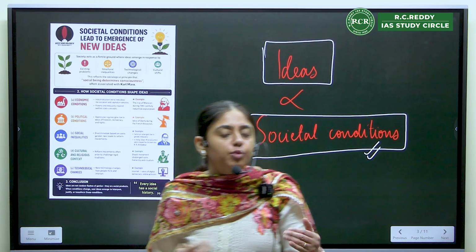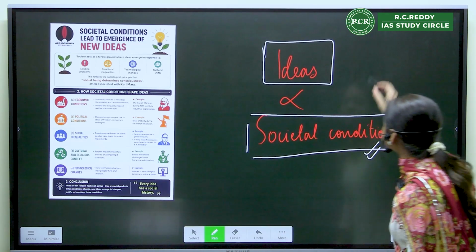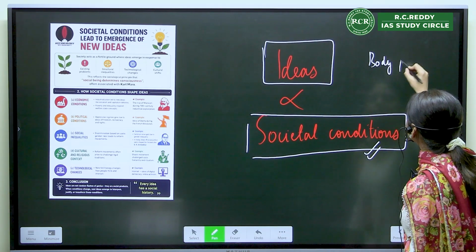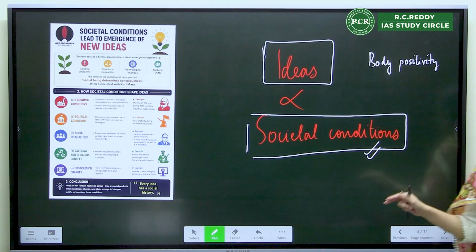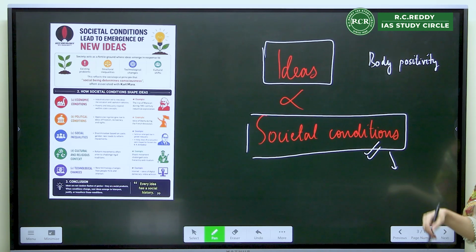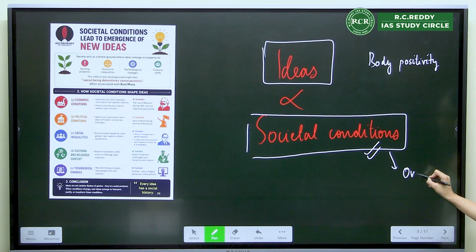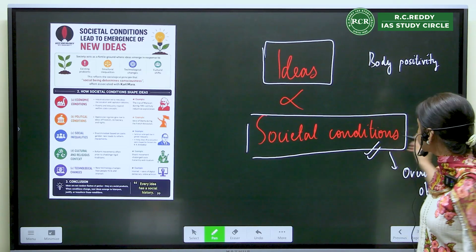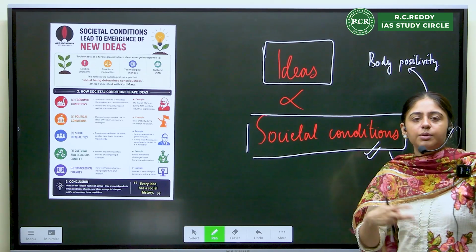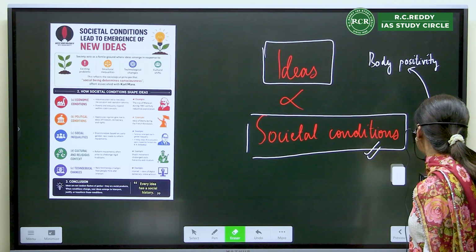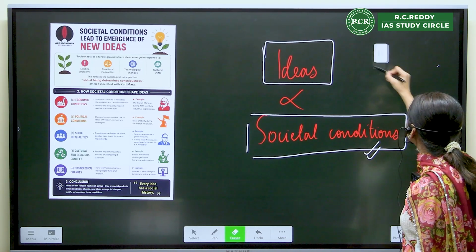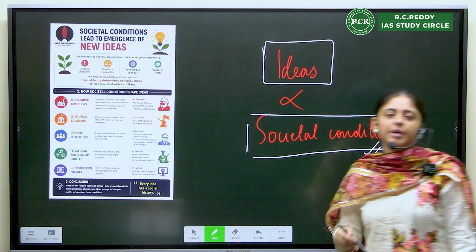So the body positivity movement, you see, is an idea. And it emerged because societal conditions changed. A lot of people who were overweight or suffering from obesity, that changed, and which required a new idea to emerge to protect these people. Or we can see the idea of feminism.